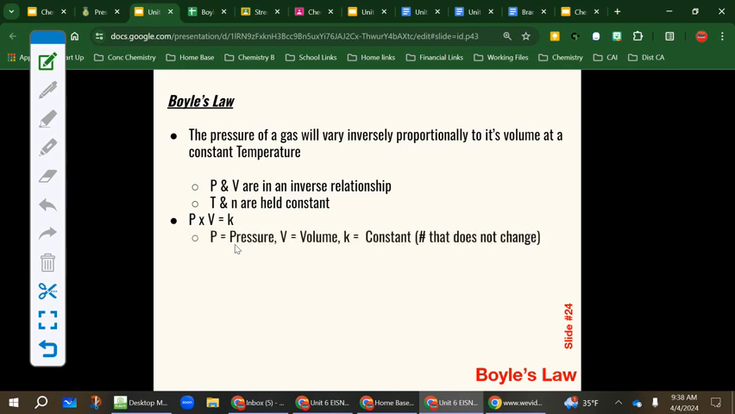What that means, again, P stands for pressure, V volume. You will see us use a little k to represent a constant. Okay? It's a number that does not change. So what that means is that if P1 times V1 equals K and P2 times V2 equals the same K, we could set them equal to each other.